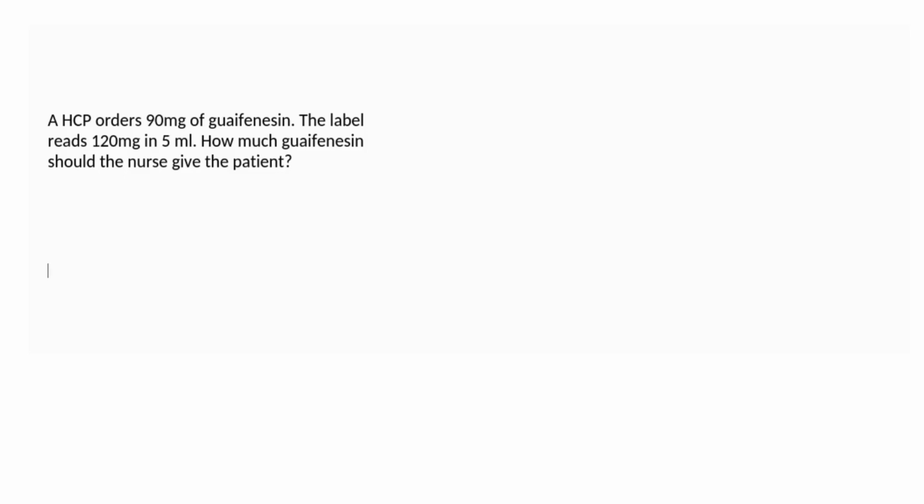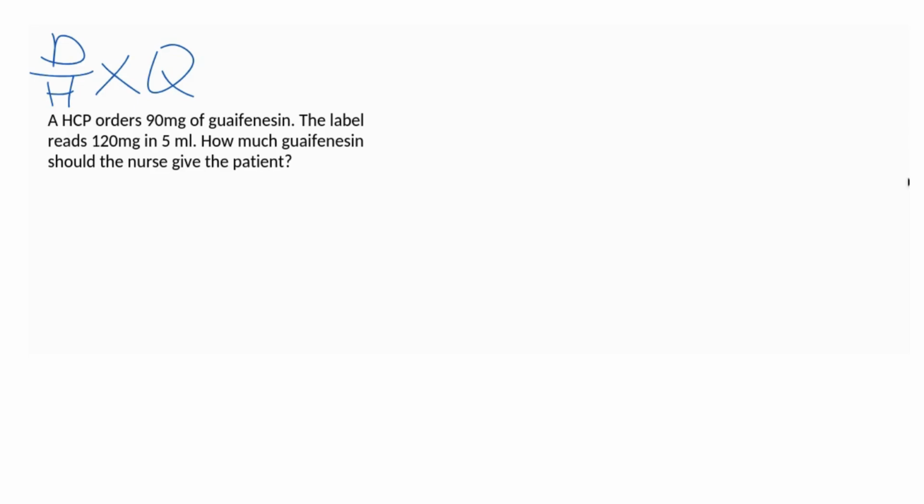It says a healthcare provider orders 90 milligrams of guaifenesin. The label reads 120 milligrams in 5 milliliters. How much guaifenesin should the nurse give to the patient? Or how much should the nurse give the patient? So, we know that D over H times Q is our formula that we are working with.